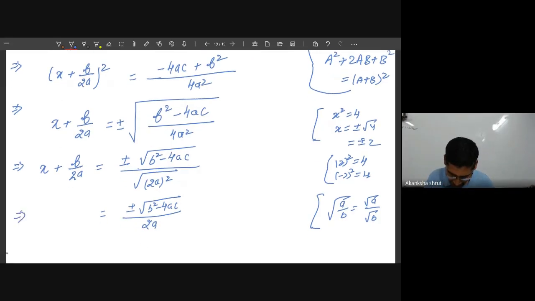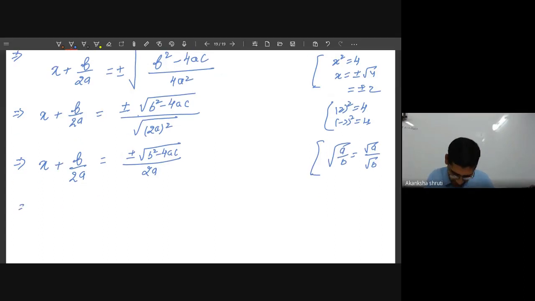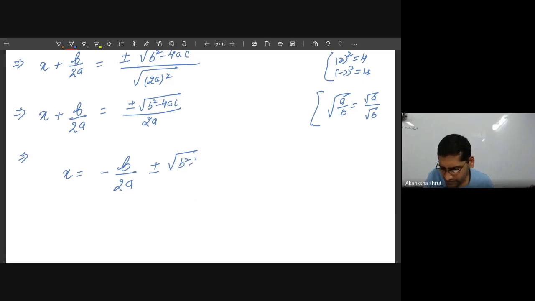What is on the left hand side? It is our x plus b by 2a. Okay, student. So what is the value of x? x can be obtained by sending this term to the right hand side. While sending it to the right hand side, it becomes minus b by 2a. And there is plus or minus under root of b square minus 4ac by 2a.